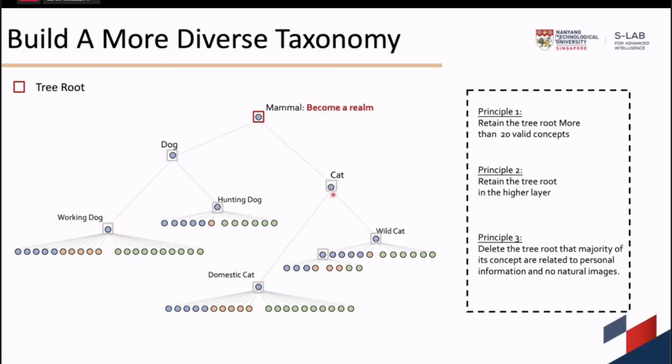Second, we only retain the tree root in the higher layer. So overall, in this taxonomy, only the mammal tree root is retained. And third, we delete the tree roots where the majority of concepts are related to personal information, such as people, and we also delete the tree roots whose concepts are mostly not related to natural images, such as chemical. Finally, there are 21 tree roots remaining. Here, we name them semantic realms, like here, mammal.